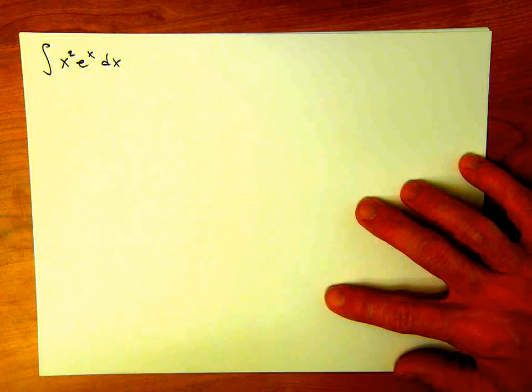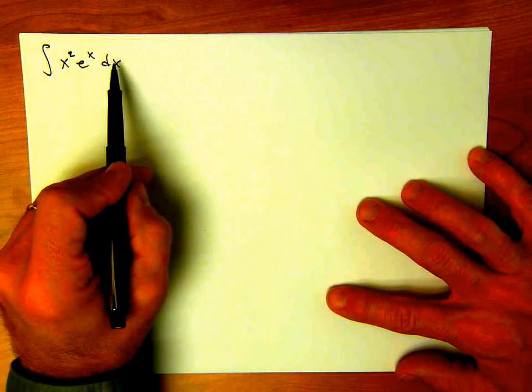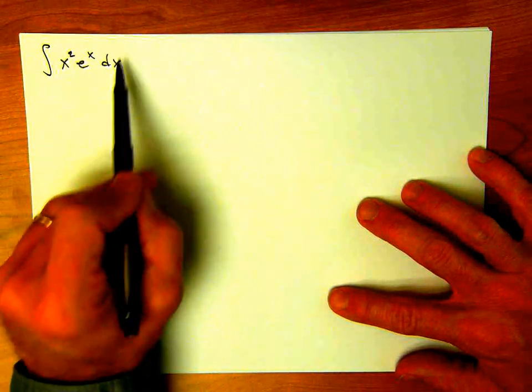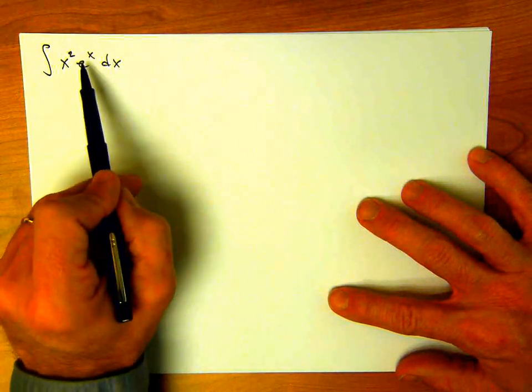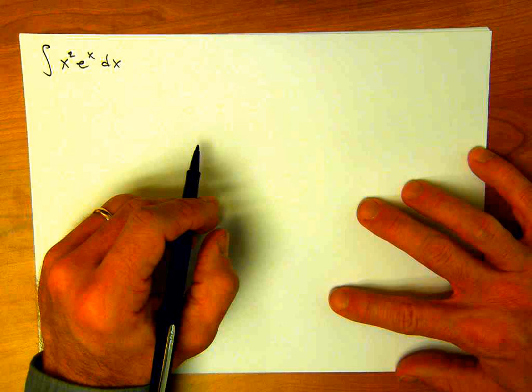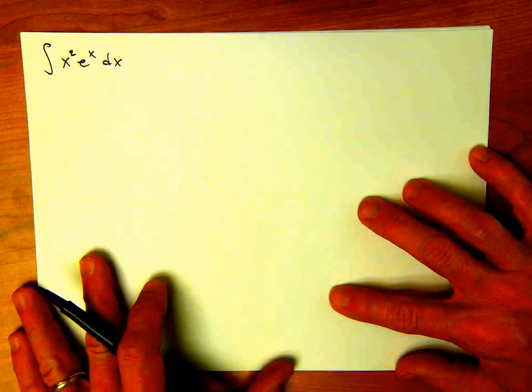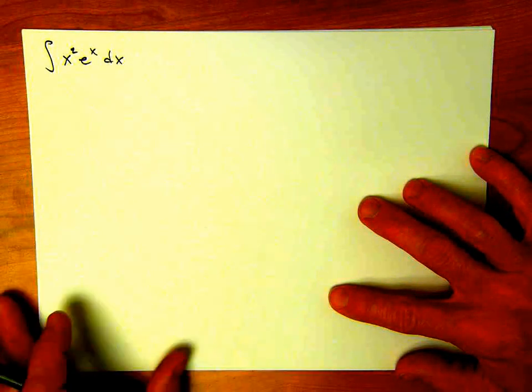There's no substitution. Remember, for substitution, what you're looking for is a function and its derivative somehow hidden or wrapped up in the whole thing. But e to the x and x squared don't look anything like each other. They're not really related in terms of functions and derivatives or antiderivatives.